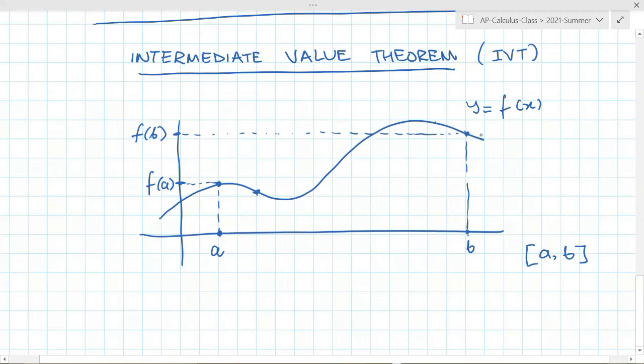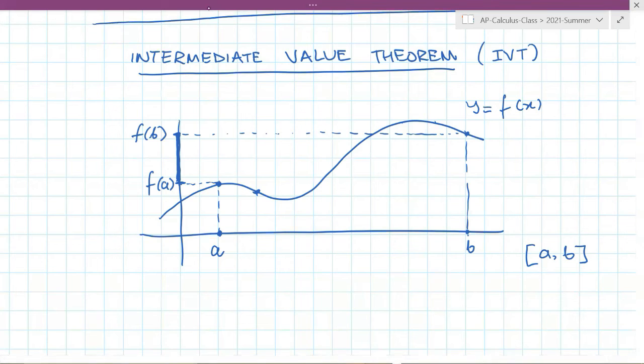And I just drew one example. It doesn't matter. One can be bigger than the other. F of b could be smaller, or they could be equal. It could be anything. But I drew one picture here. Given this, the intermediate value theorem says every value between these 2 points, between f of a and f of b included, will appear on this graph within this interval a to b.